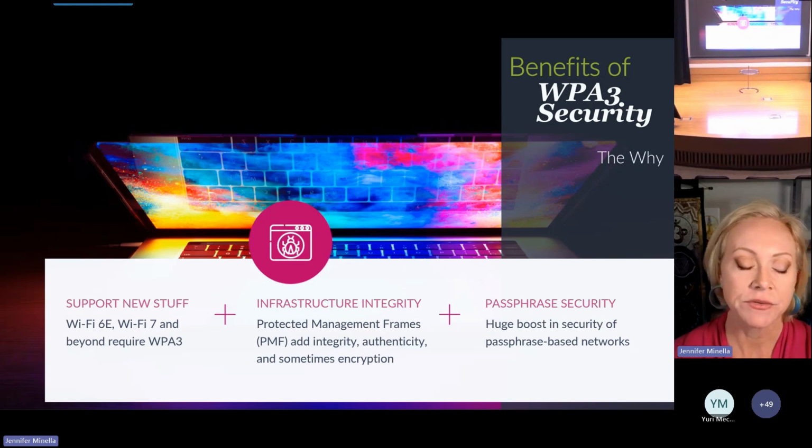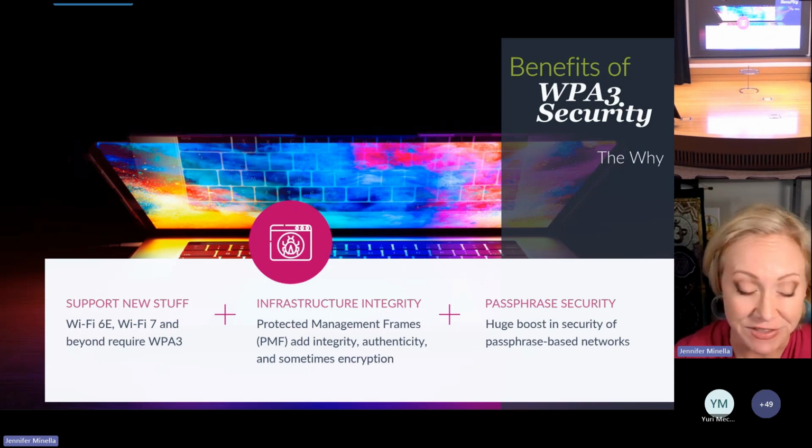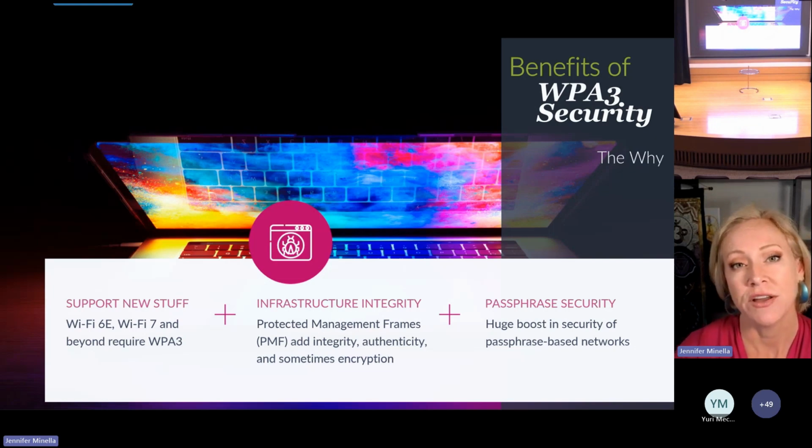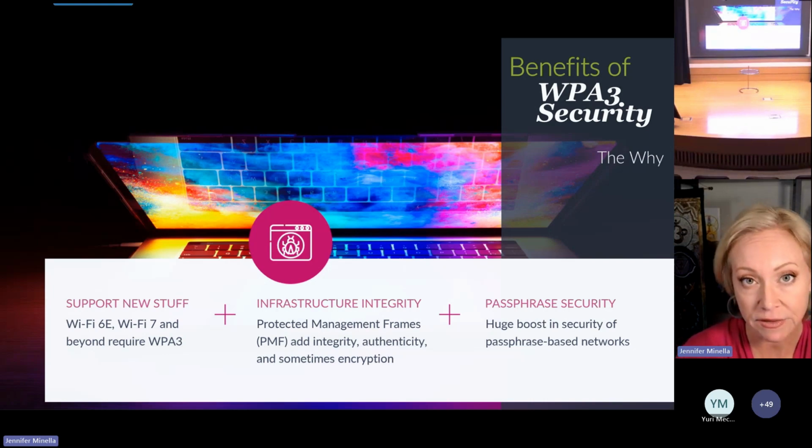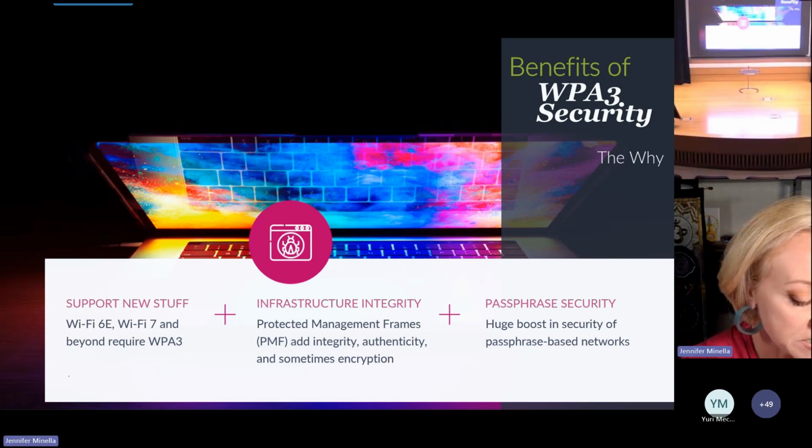And that's that we have, well, if you want to do any of the new stuff, we have to do WPA3. So Wi-Fi 6E and Wi-Fi 7 require WPA3, and we can't do anything before that that's older. And that's great with me because, again, WPA2 is just so broken. The other thing is that we get this infrastructure integrity with protected management frames.